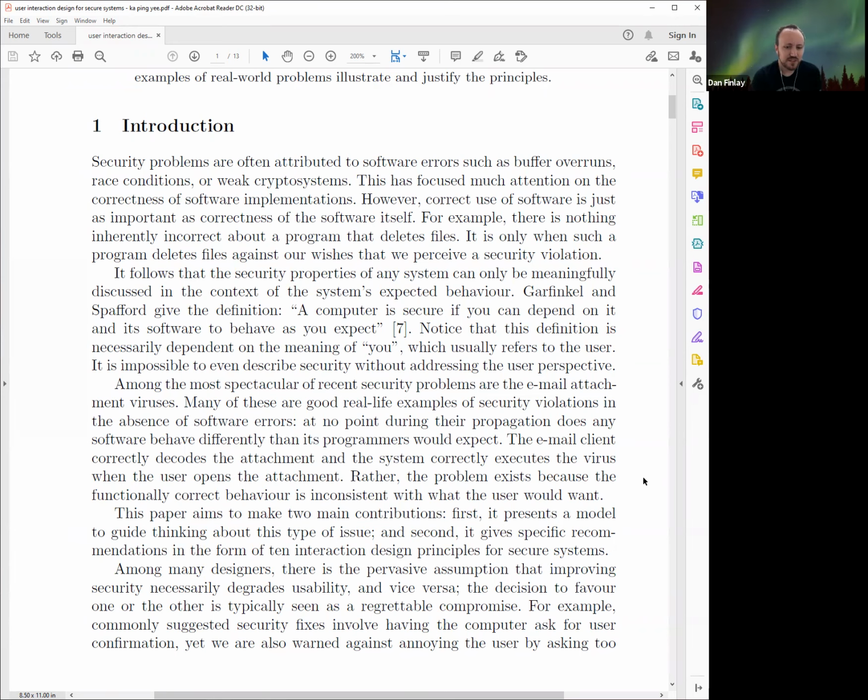This paper aims to make two main contributions. First, it presents a model to guide thinking about this type of issue, and second, it gives specific recommendations in the form of 10 interaction design principles for secure systems.